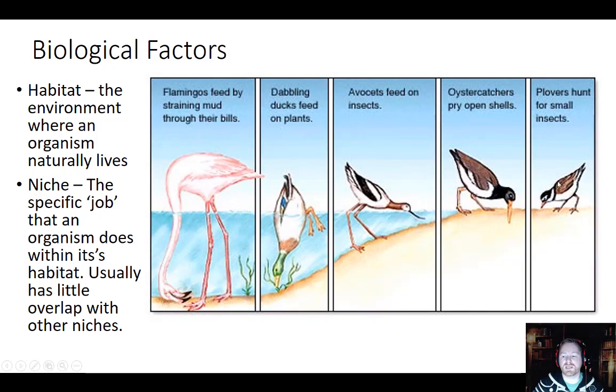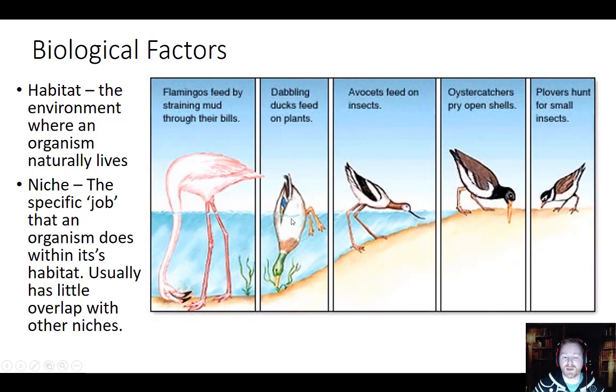They don't compete. This one doesn't eat oysters closer to the shore. This one doesn't eat the insects in the sand and soil further away from the water. So these are their niches. These are their specific jobs within those habitats. And the same thing for the avocet. It feeds in water just off the shore. It doesn't really go up on the shore, and doesn't really go too deep. It just stays in kind of ankle or knee deep water.